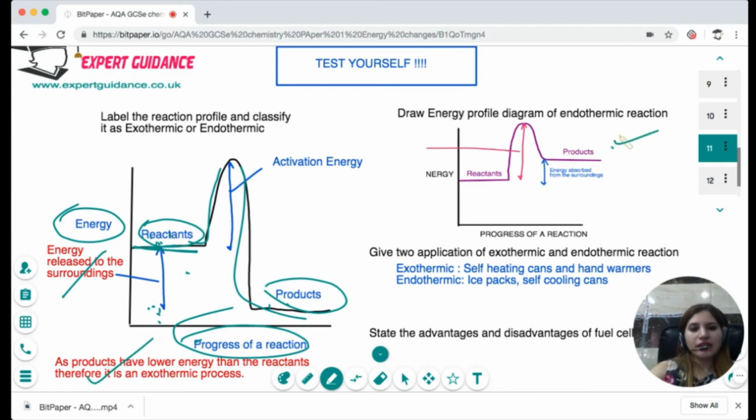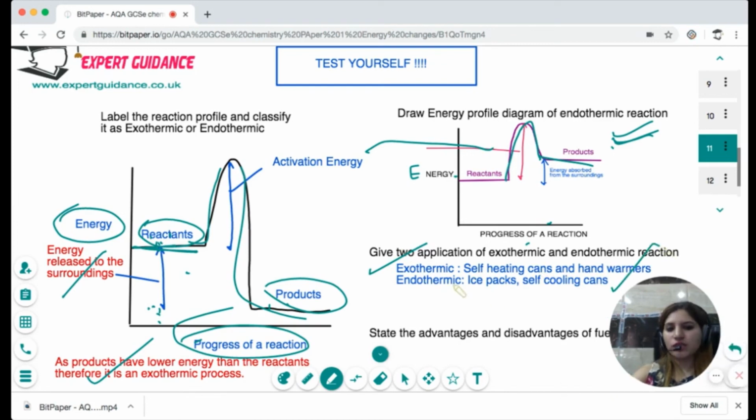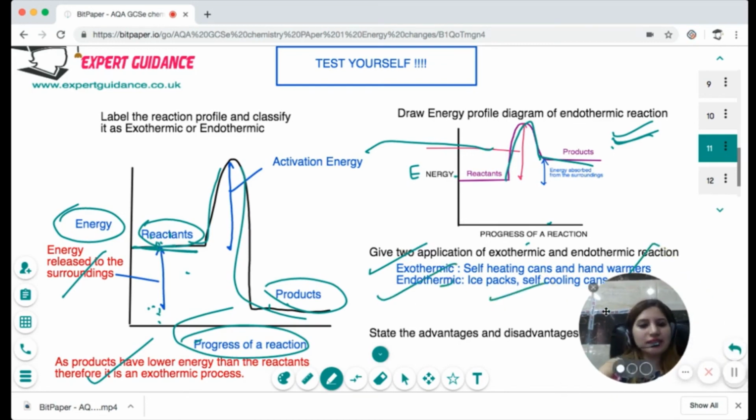This is an energy profile diagram of an endothermic. So it's an energy progress of reaction. The products are at the high energy level, then the reactants, and then we have the activation energy bump. The application of an exothermic reaction is the self-heating cans and hand warmers. For the endothermic, it's the ice pack and the self-cooling cans.